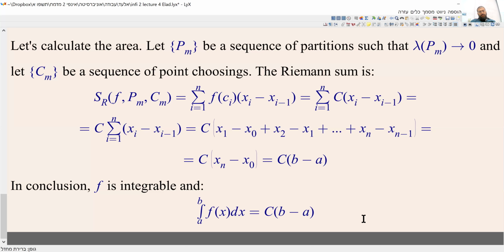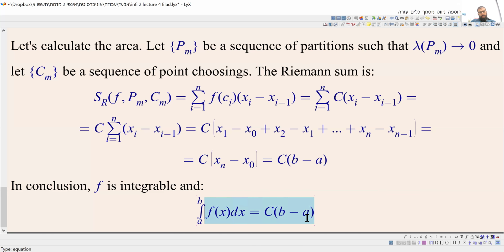Here, the difference is very tiny: the function is integrable, and we actually see what the integral is without any separation. Any question about this example?